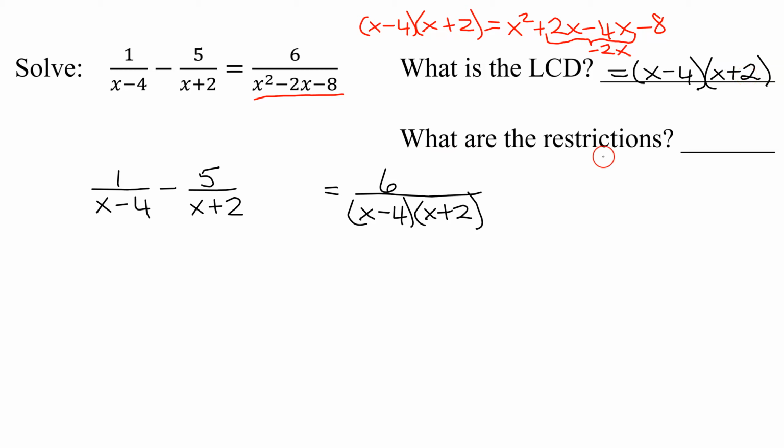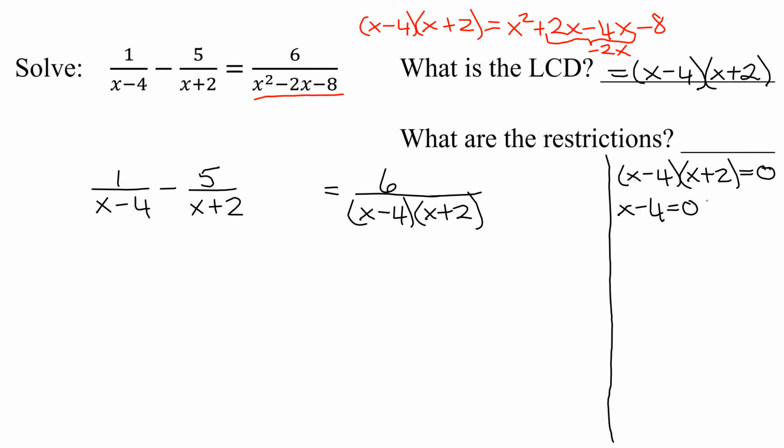Now we need to find the restrictions. Those are the values of x that make at least one of our denominators equal to 0. And the way we find that is you set your LCD equal to 0. So x minus 4 times x plus 2 equals 0. Two numbers multiplied together giving you 0, one of them has to equal 0. So you set x minus 4 equal to 0 and x plus 2 equal to 0.